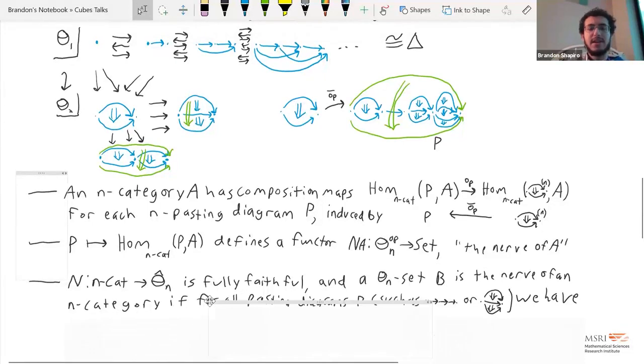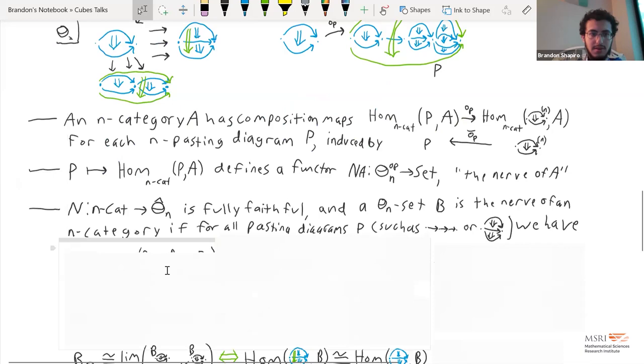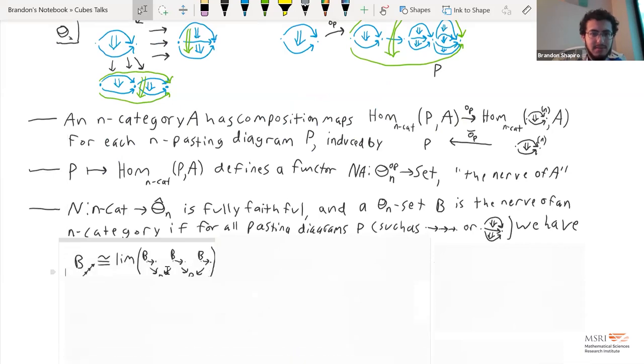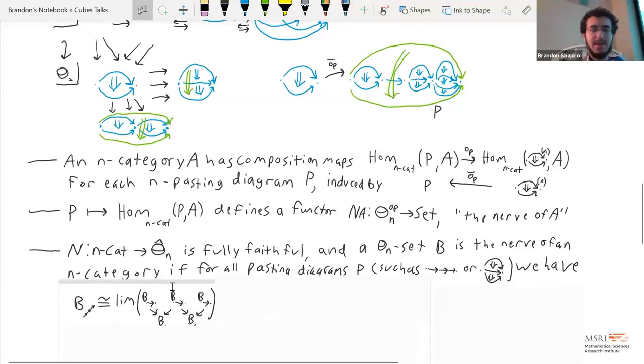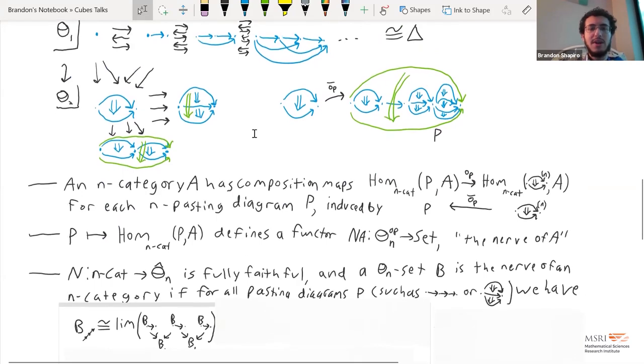If all of the pasting diagrams can be composed into an N cell like this, then, sorry about that. Well, first of all, we know that B is a functor from theta N to sets, so it has a set for all of these different pastings.